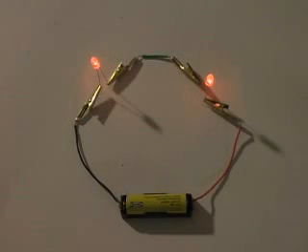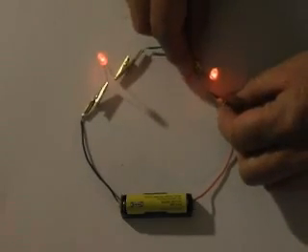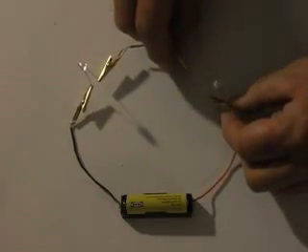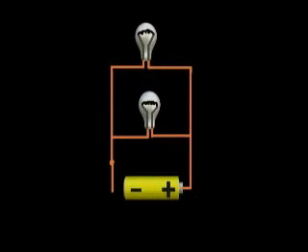This is a series circuit. Notice when I disconnect one bulb, the other one goes out. Switches are wired in series with the loads they control.